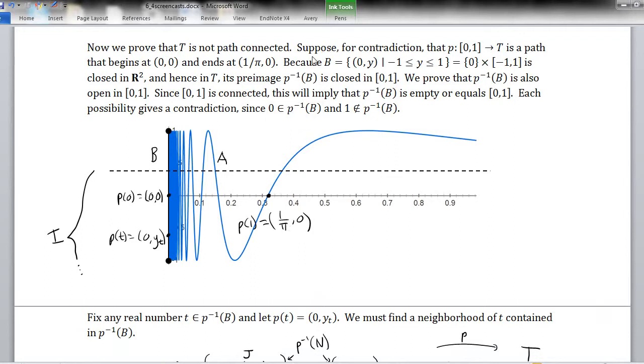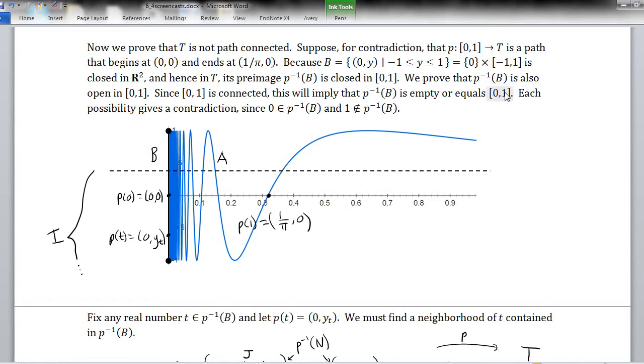And well, I want to focus attention on the set B here. Notice that that's closed in R² and therefore also in our curve T. And that means that its preimage under P is closed in the domain of P, closed in the interval from 0 to 1. We're going to prove that its preimage is also open. And since that interval from 0 to 1 is connected, if we have a subset that's both closed and open, there's only two possibilities for what it could be. Either it's the empty set or it's the entire space.